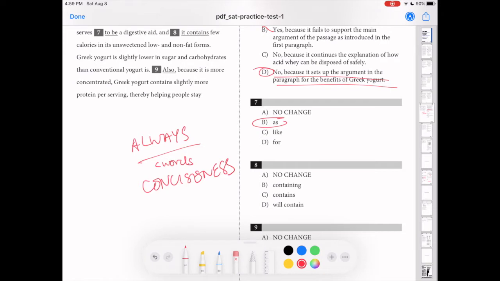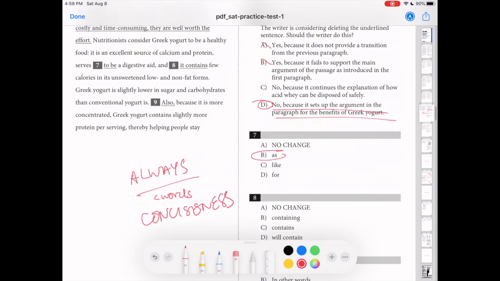We can also use parallelism to help us. English loves to keep the tense of the verbs consistent. In the part before, we saw the word serves being used. Serves, see? So to maintain parallelism, we want a verb tense very similar to this, and contains just happens to work just fine. And it works grammatically as well. All the other choices are wrong grammatically. Choice A looks good, but remember, to be concise, you don't need to state it, since we already know the subject is about Greek yogurt.